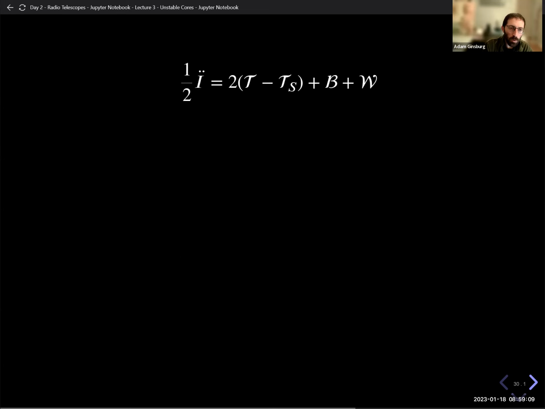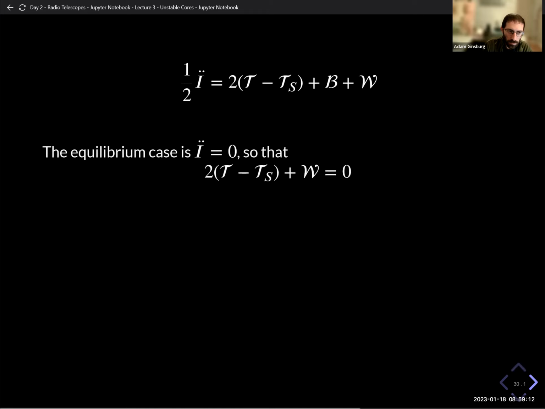Okay, so our full equation of motion coming back here is this. What we're going to do is look for the equilibrium case, right? The equilibrium case is where we start off with zero change in the moment of inertia, where it starts off stable. So in that case, we've already said B equals 0, so we're just ignoring that term. But then we're going to set I-double-dot equal to 0 to find our equilibrium case. We end up with this: twice the kinetic plus thermal energy, minus the surface pressure, plus W, which remember W is negative here, equals 0. So both the surface term and W are pushing inward, T is pushing outward.